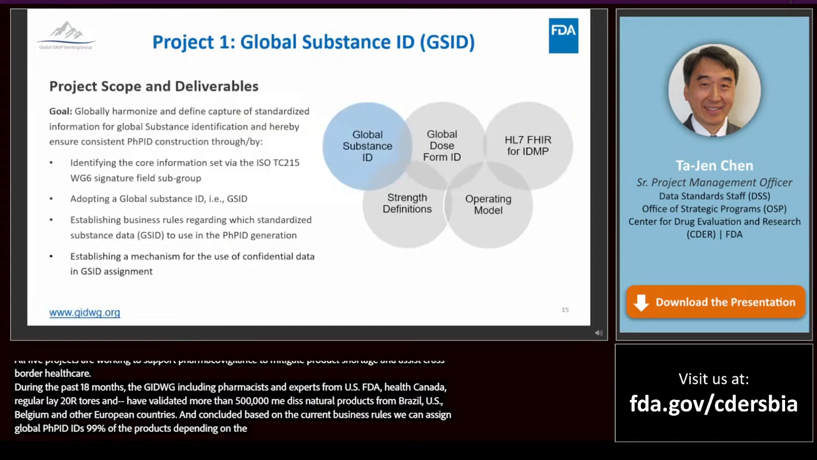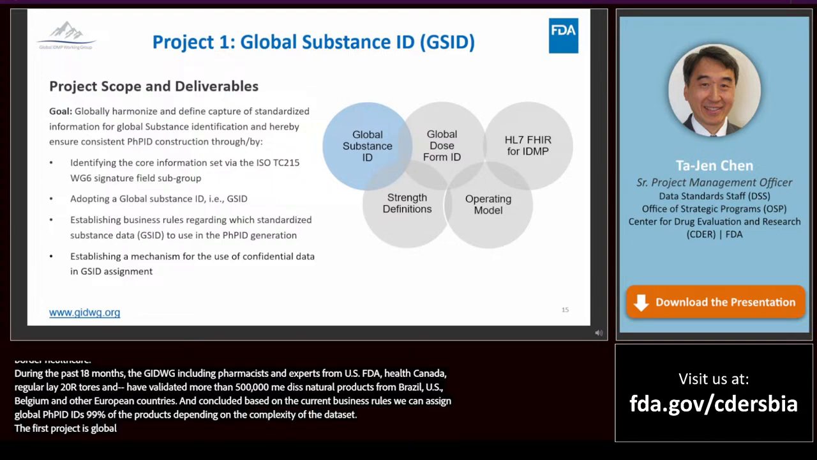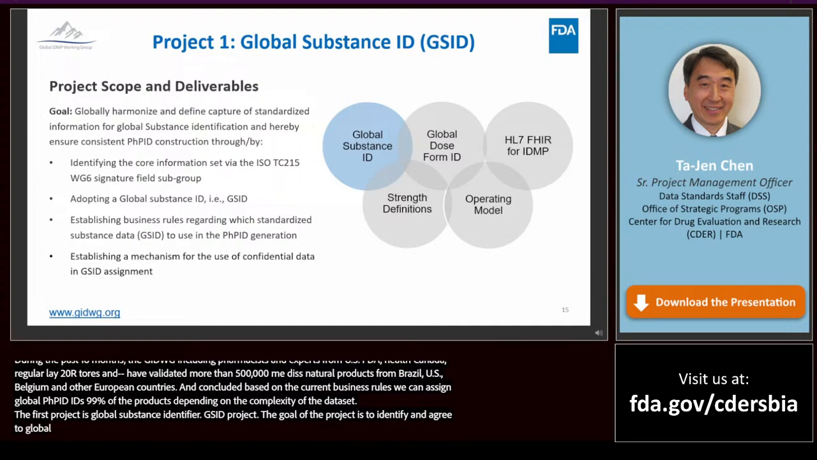The first project is the Global Substance Identifier, GSID, project. The goal of the project is to identify and agree to a globally harmonized approach to capture the standardized substance information and to assign global substance identifiers.